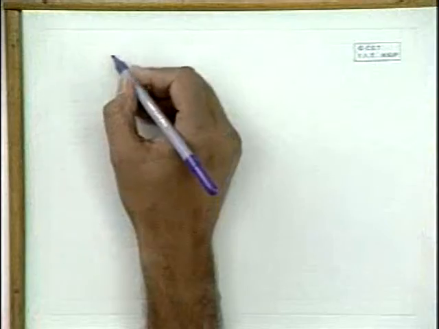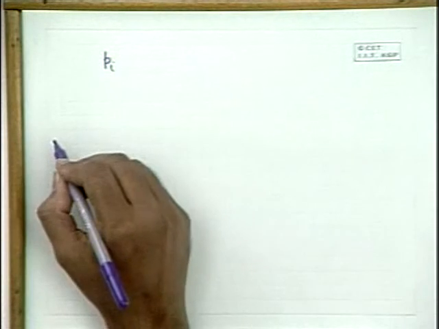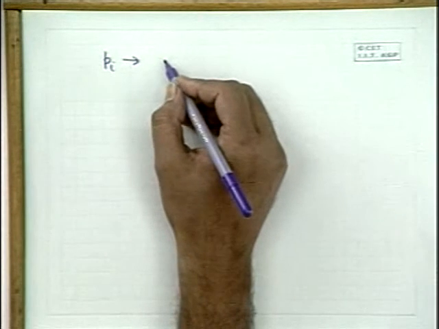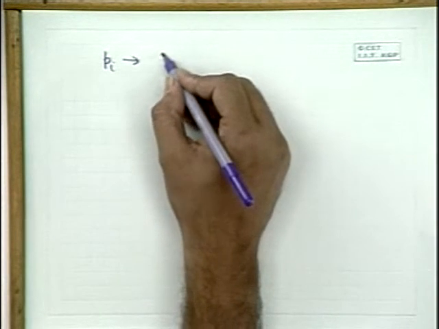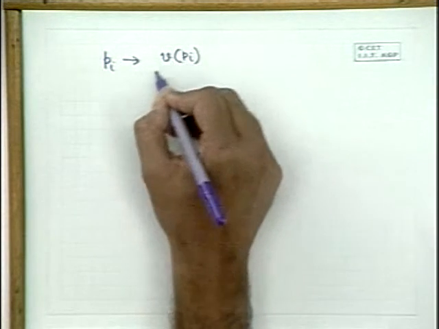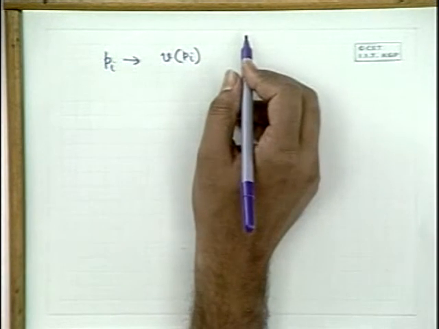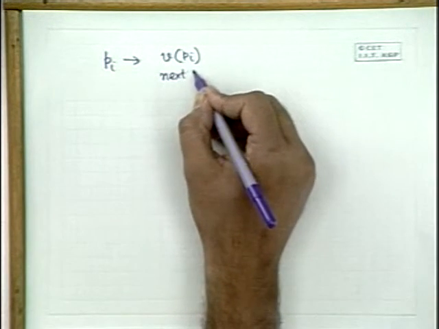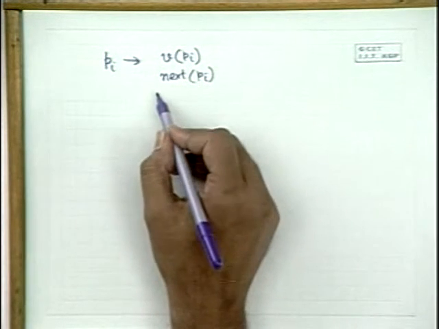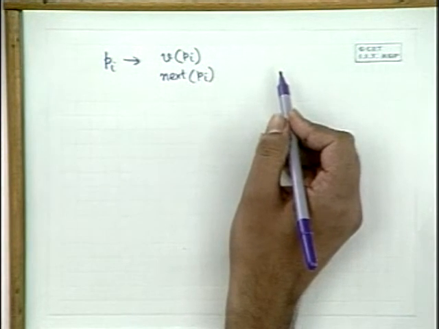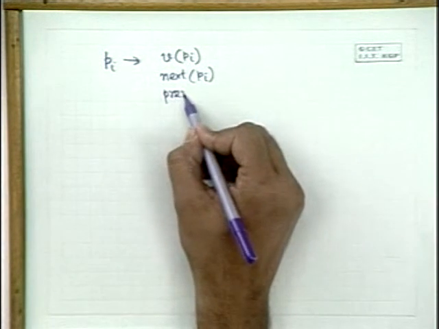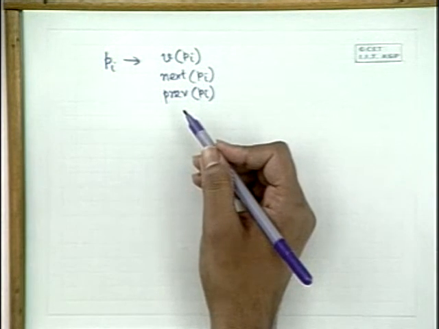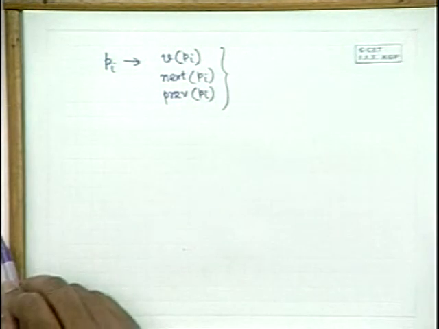Each pi will be a structure. It will have three fields. One is the vertex of pi, v of pi, which basically gives you the coordinates. Then next of pi, another field, basically the forward link in the circular linked list. Similarly, prev of pi, the other link, since it is a doubly linked list. So these are the three fields I will be assuming.